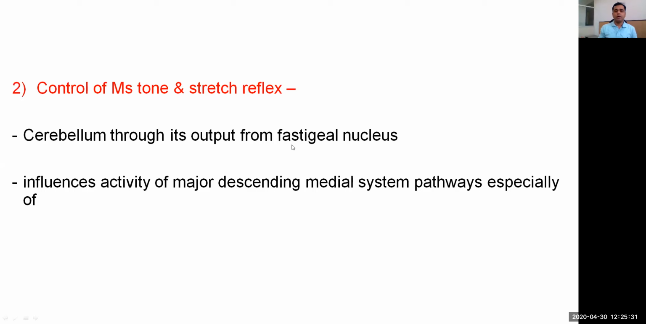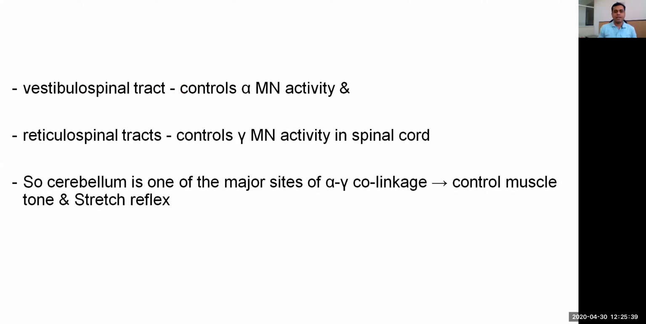The cerebellum, through its output from the fastigial nucleus, influences activity of major descending medial system pathways, especially the vestibulospinal tract, which is involved in control of alpha motor neuron activity, whereas the reticulospinal tract controls the gamma motor neuron activity.